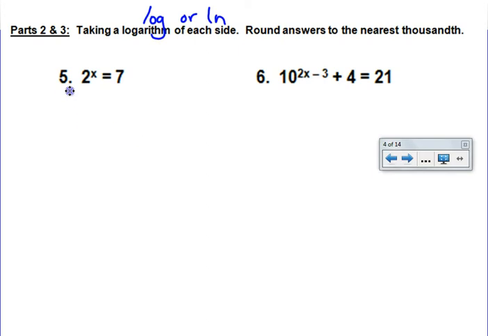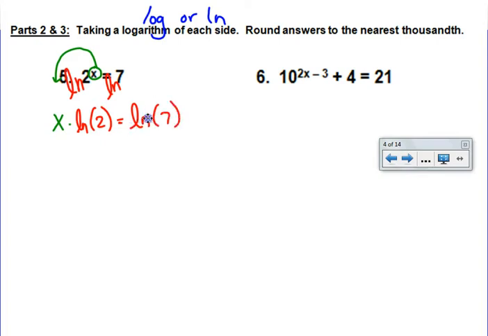So let's look at number 5. Our base is a 2, so I don't think a common or a natural is going to be any better. And honest to goodness, I always choose natural because it's one less letter and I'm that lazy. So what I'm first going to do is apply a natural log to the left side of the equation, and remember, whatever you do to the left, you have to do to the right. So the property of logarithm says that this exponent is going to come down in front of the problem. So we have x times the natural log of 2 equals the natural log of 7.